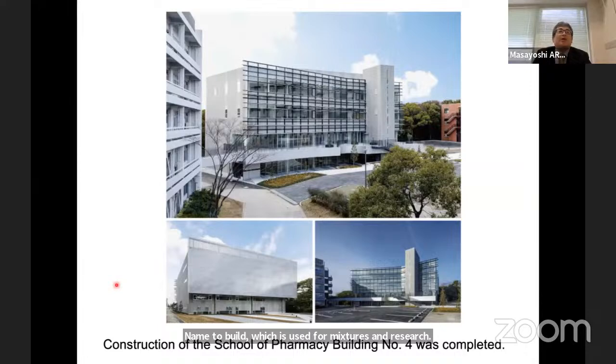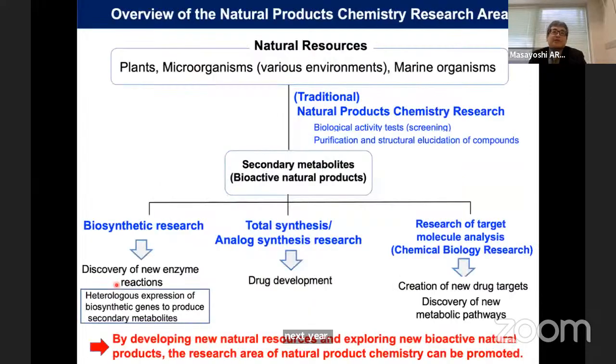Okay, so now let's get into the main topics. To begin with, since many of the attendees today are undergraduate students, I'd like to explain the research area in the field of natural product chemistry. In natural product chemistry research, there are broadly 4 areas of study. The first one is traditional natural product chemistry research.